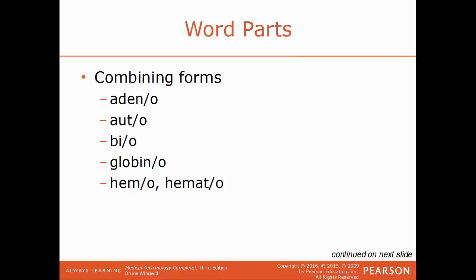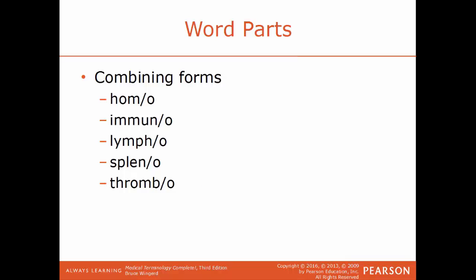And hemo or hemato is reference to blood. The homo will be a reference to the same. Immuno would be a reference to the immune system. Lympho, lymphatic system, or lymph. Spleno, reference to the spleen. And thrombo is reference to a clot.